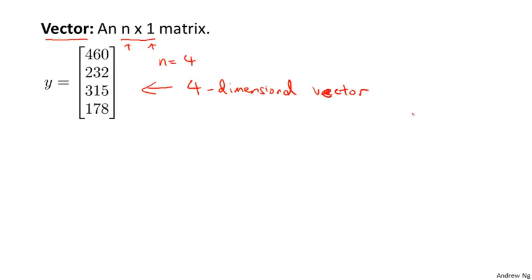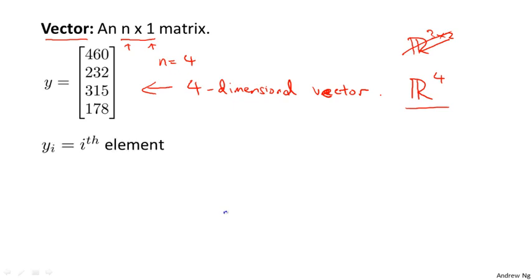And just as earlier for matrices, you saw this notation like R3 by 2 to refer to 3 by 2 matrices. For this vector, we're going to refer to this as a vector in the set R4. So this R4, again, just means the set of all 4-dimensional vectors. Next, let's talk about how to refer to elements of the vector. We're going to use the notation yi to refer to the ith element of the vector y. So if y is this vector, y subscript i is the ith element.